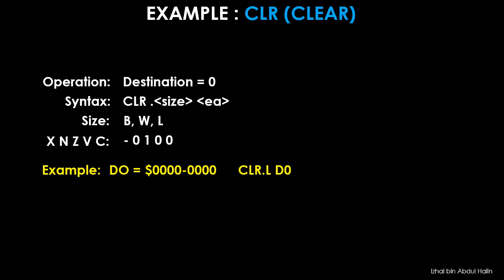The status register is then updated as follows: the X bit is unchanged. Z is set to 1 because the result is 0. All of the other bits are reset to 0 because this is the default setting after execution of the CLR instruction.